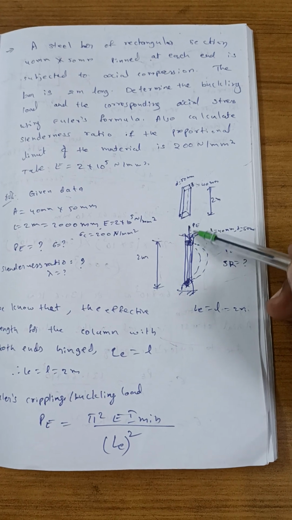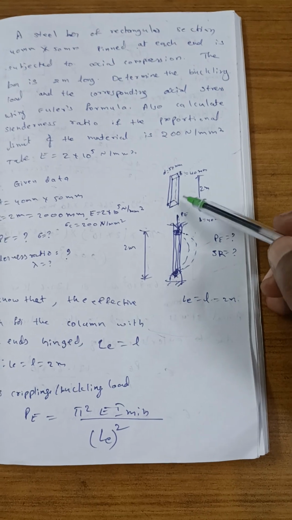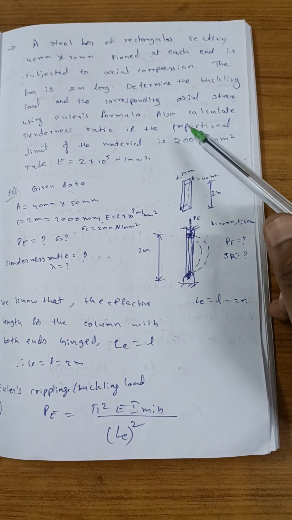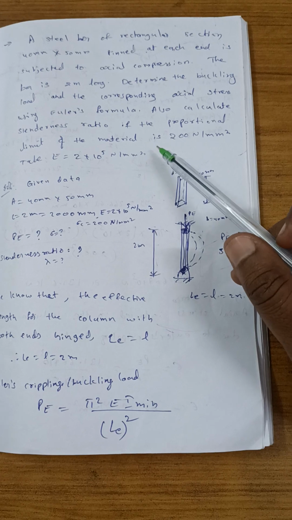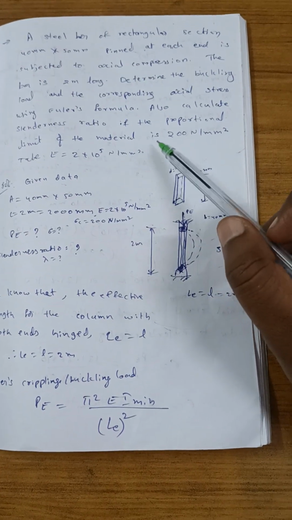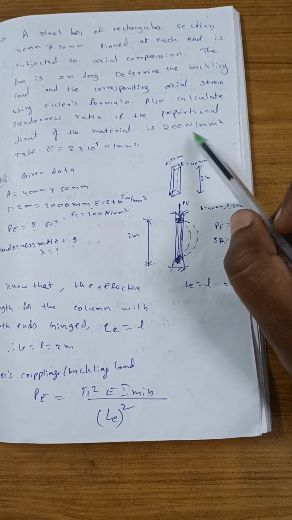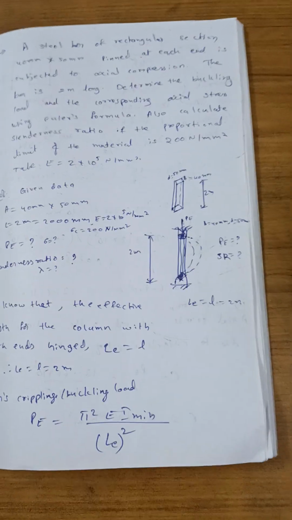We need to determine this PE value, and the corresponding axial stress, using Euler's formula. Also calculate the slenderness ratio, lambda, if the proportional limit of the material is 200 Newton per mm square. The proportionality limit, compressive stress, is 200 Newton per mm square. Take E as this value.